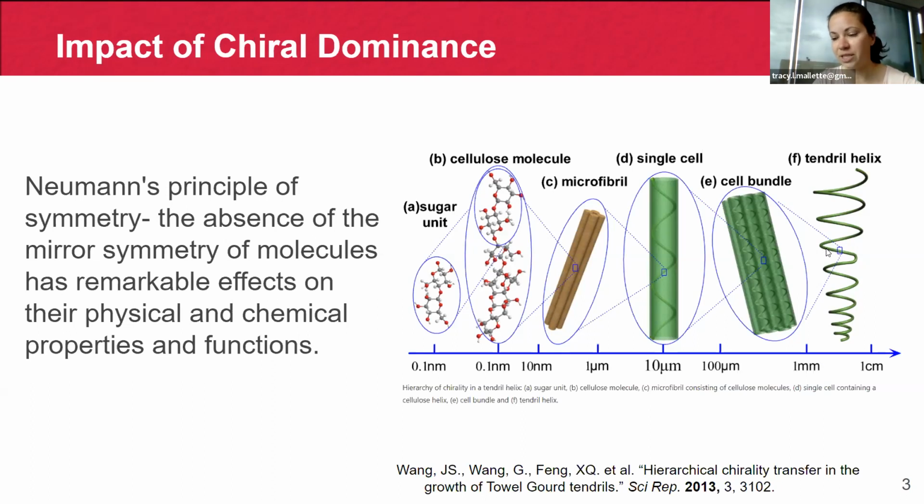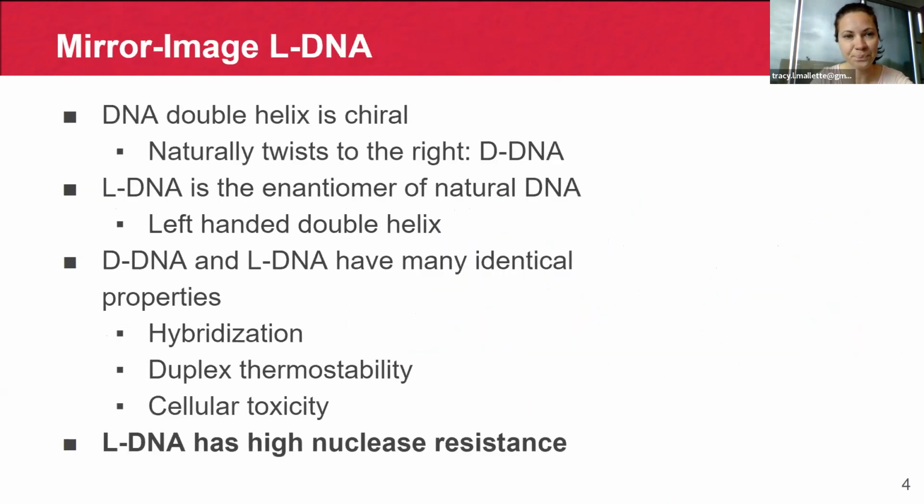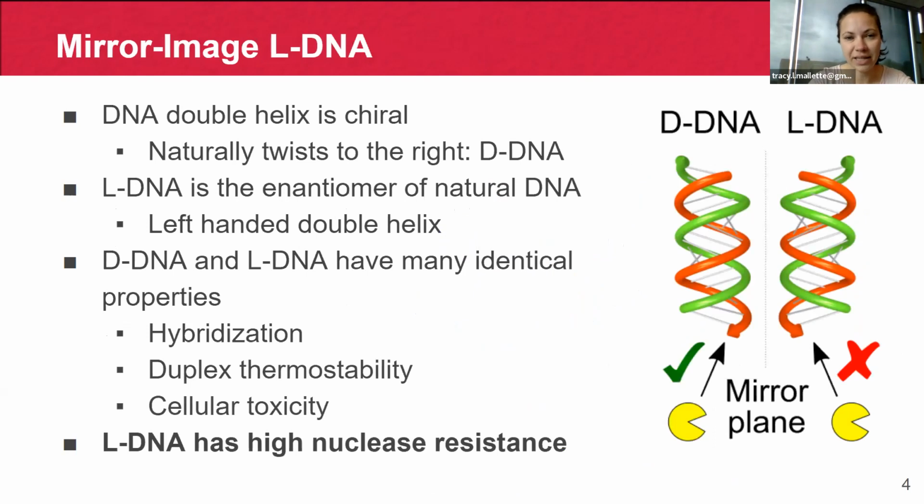And for me, what I'm most interested in is that the D chirality of DNA and RNA has led to proteins and enzymes that only recognize that chirality. So using nucleic acids of the opposite chirality should open a pathway to circumvent degradation caused by these molecules. So L-DNA is the enantiomer of natural DNA. It's a left-handed double helix, and D-DNA and L-DNA have many identical properties. They hybridize the same way, there's the same duplex thermostability, the same cellular toxicity, but most importantly, L-DNA has high nuclease resistance because of that chiral dominance that we just discussed.